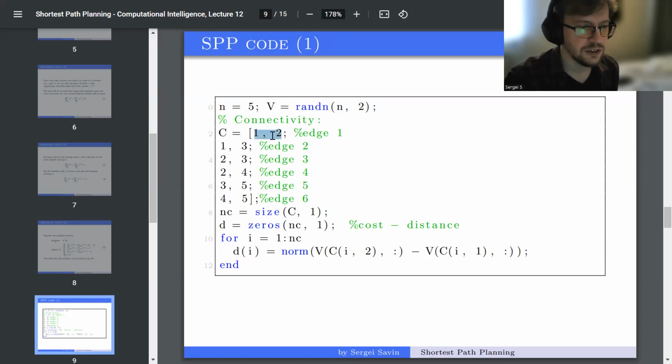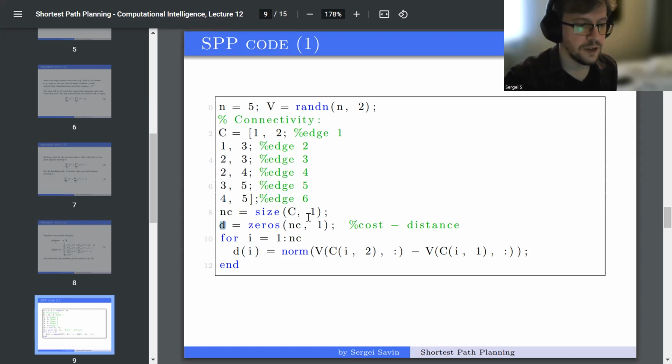We say that the first node is connected to the second node, that is H1. First connected to the third, H2. Second connected to the third, H3. Second connected to the fourth, that's H number 4. Node number 3 connected to node number 5, H5. And node number 4 connected to node number 5, that is H6.